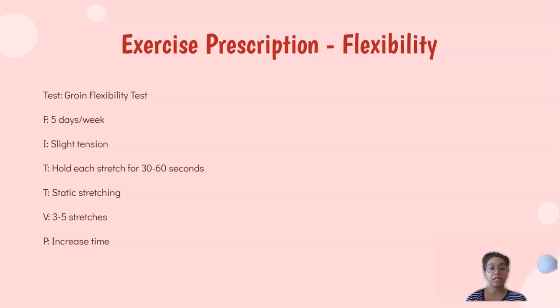So, for frequency, I chose 5 days per week, and intensity should just be slight tension, feel a slight stretch, not quite uncomfortable. Time should be to hold each stretch for 30 to 60 seconds, and type should just be static stretching. Volume, he should do 3 to 5 stretches at a time, and progressively increase the time that he holds each stretch.